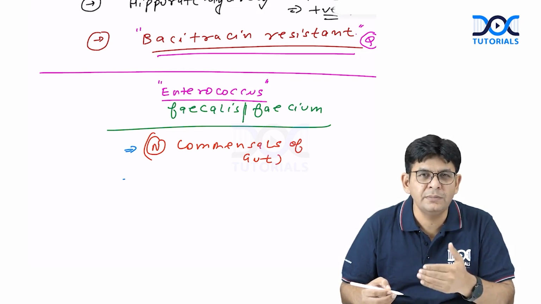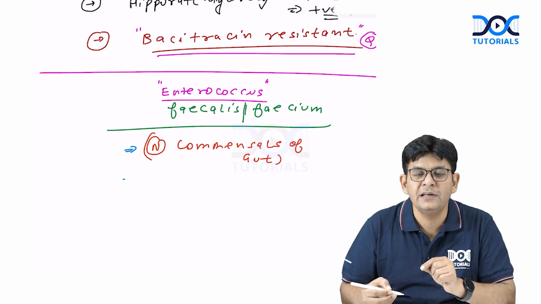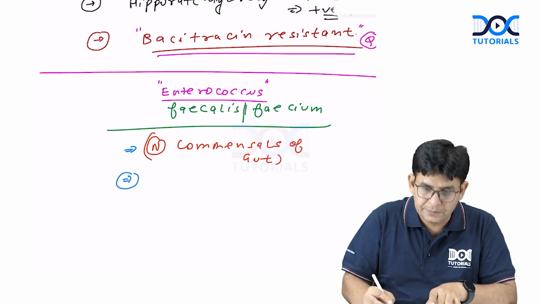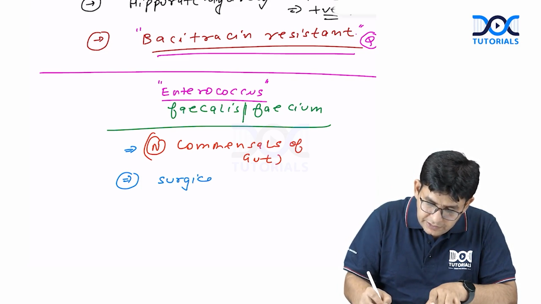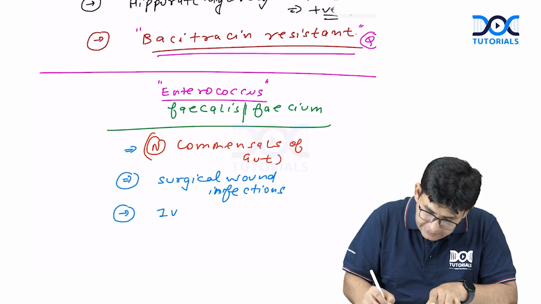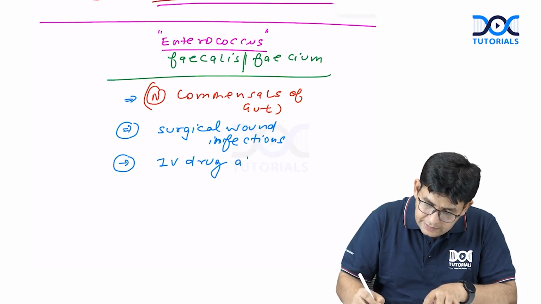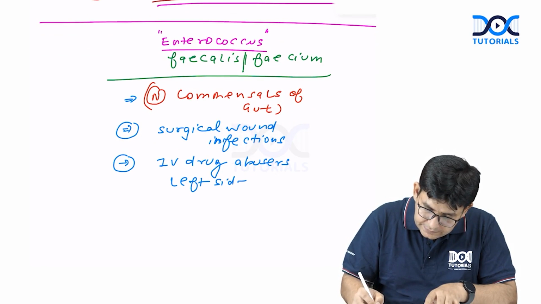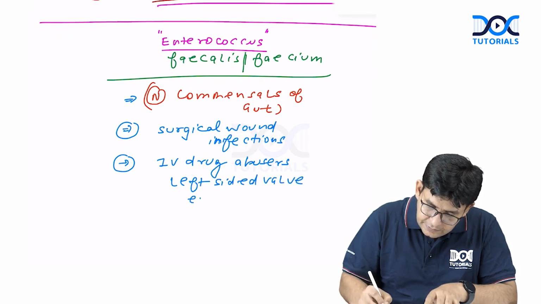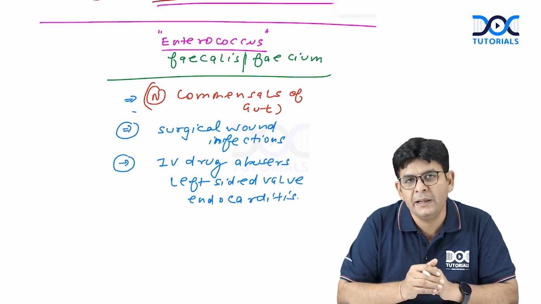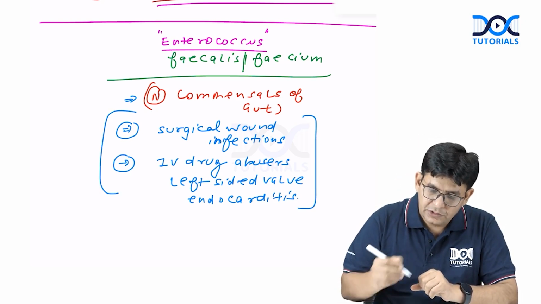Means somebody is doing some gut surgery and they could contaminate it. It is not easy to treat, so that is the problem. So basically, Enterococcus faecalis and faecium cause surgical wound infections. Other than that, they are associated with IV drug abusers, and left-sided valve endocarditis is also caused by this particular Enterococcus. Both of them, they ask questions.